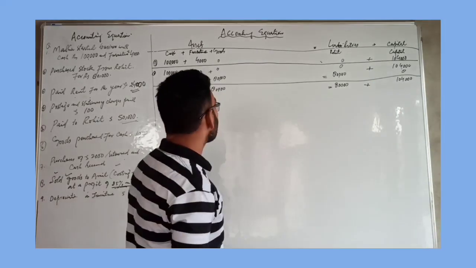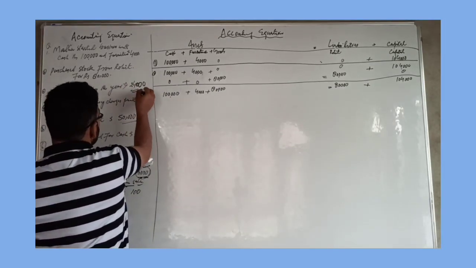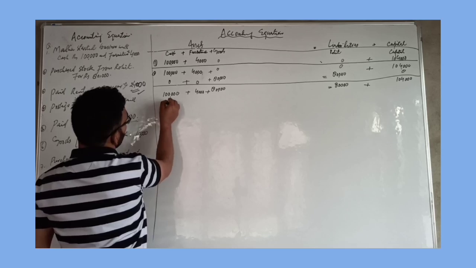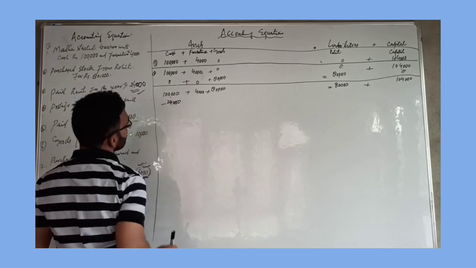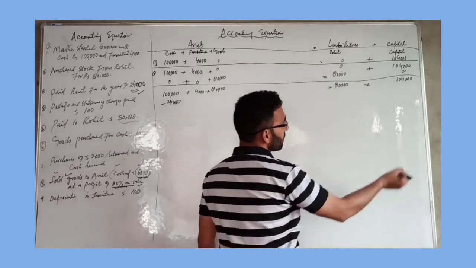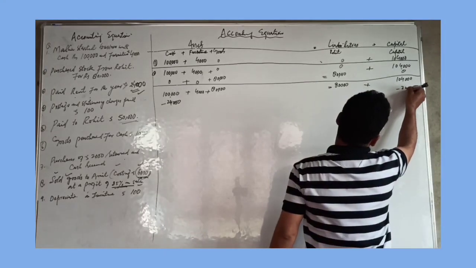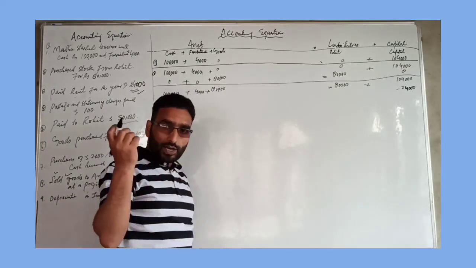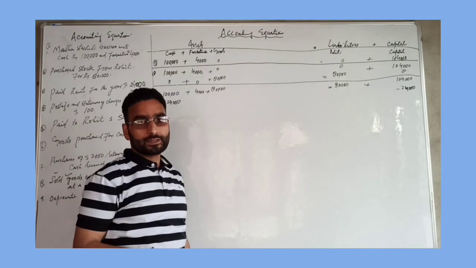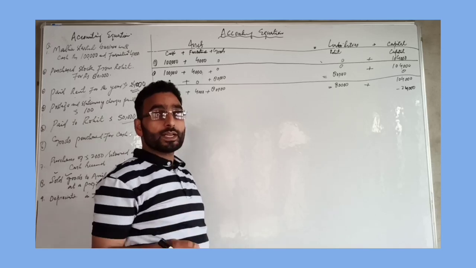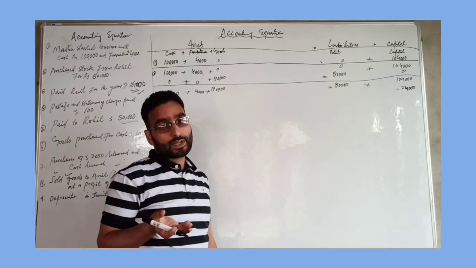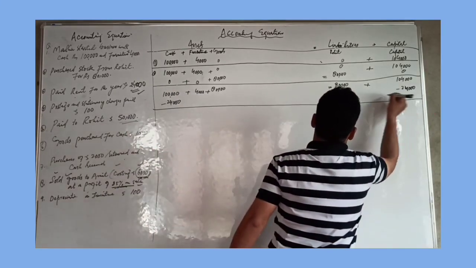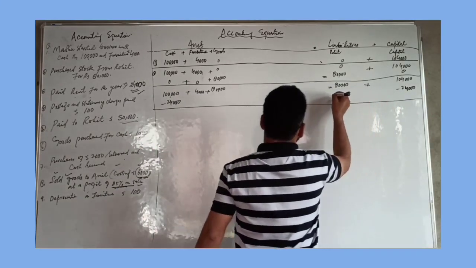Now the 24,000 is paid for the rent. So the cash goes down 24,000. At the same time, capital goes down 24,000. Expenses and losses always reduce the capital and assets, and profits and gains increase the capital and assets. Other things remain the same.